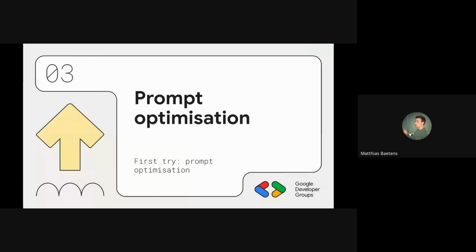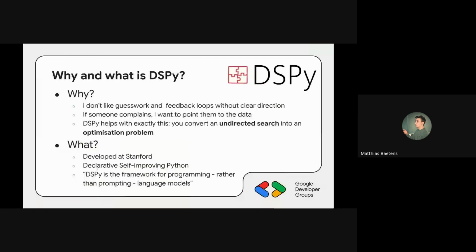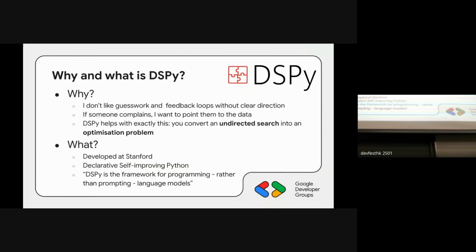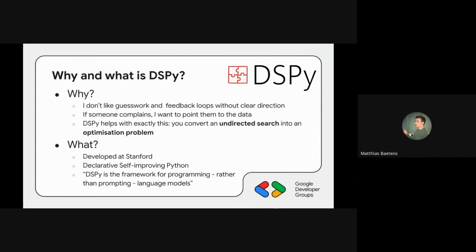So what is DSPy? Basically, it's a framework developed by Stanford. It stands for declarative self-improving Python, and it helps you with building kind of a directed search to do an optimization problem. How do you do that?